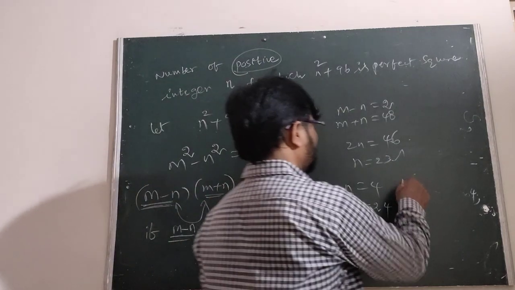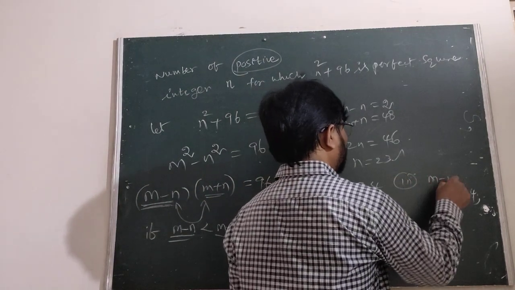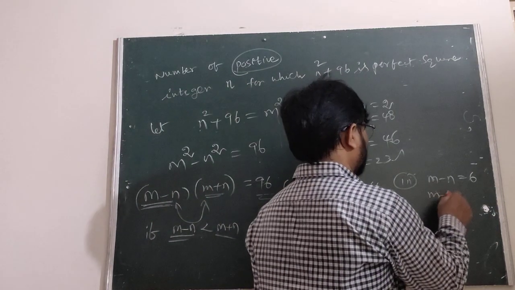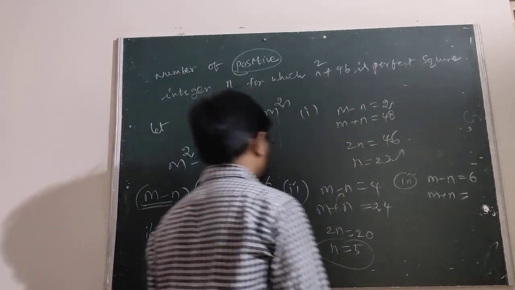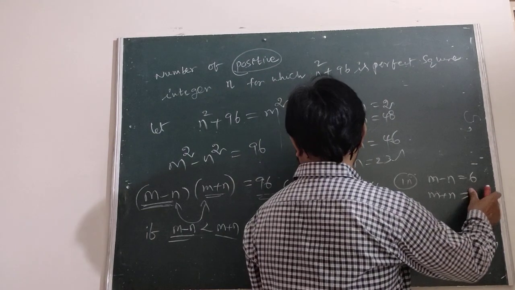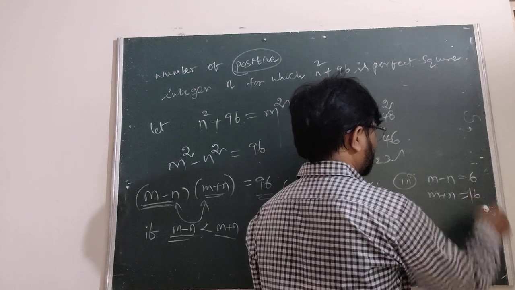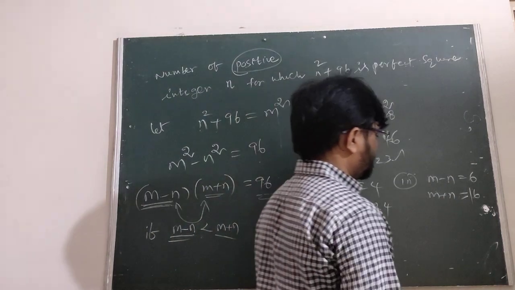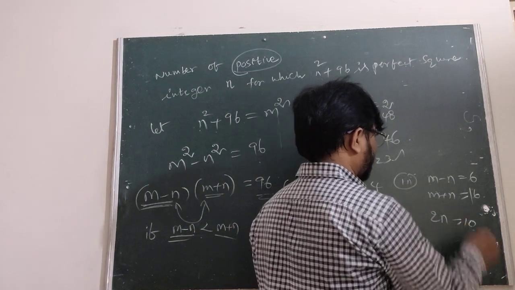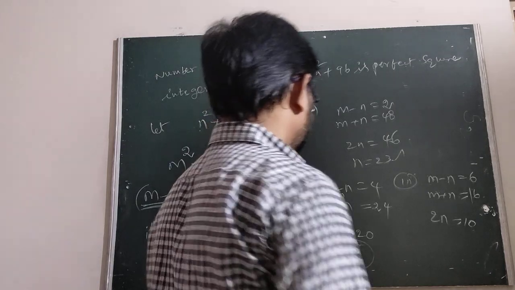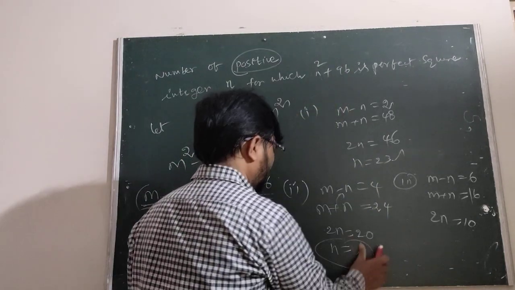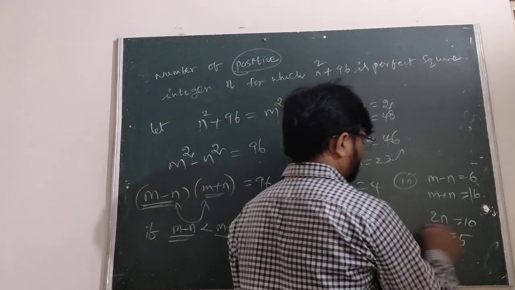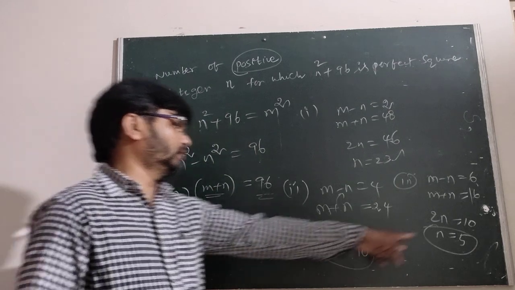This is the next case. Suppose another case is m minus n is 6. Therefore m plus n is, 6 1s are 6, 16 6s are 96. Therefore again 2n equals 10. Here in this case also 2n equals 10. Therefore the n value is 5. Here 2 5s are 10.